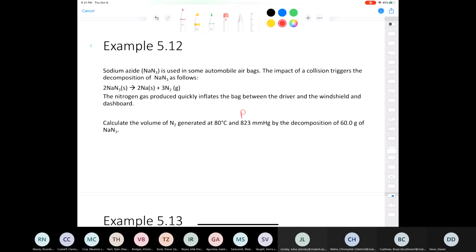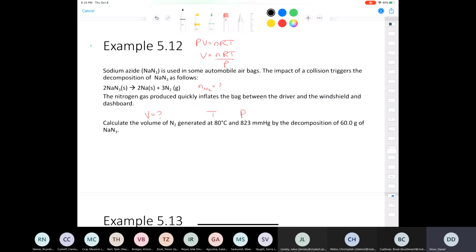the pressure and we know the temperature. We're looking for the volume. We need the number of moles of N2, then we could solve for the volume, right? Because PV is equal to nRT, volume is equal to nRT divided by P. Okay, how are we going to get the number of moles of N2?